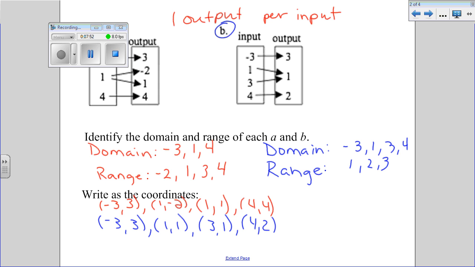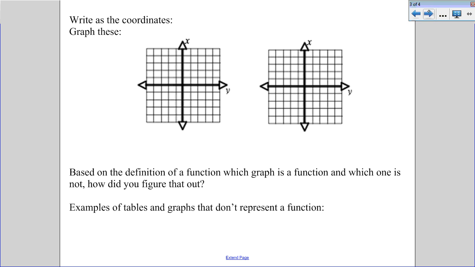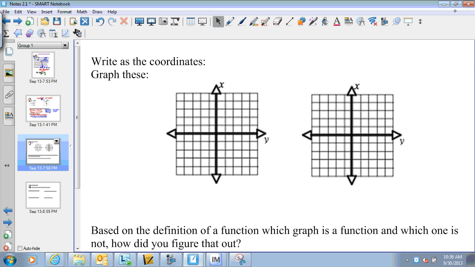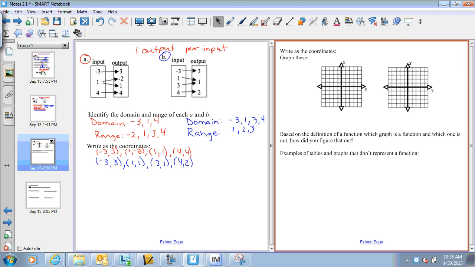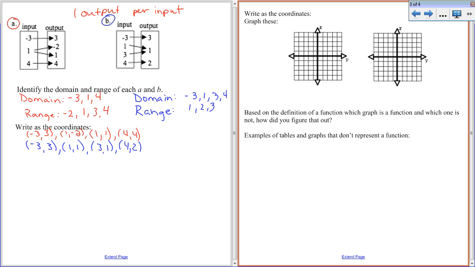All right. Ladies and gentlemen, I believe we're doing some graphing next, correct? Yes, because we're going to do a ton of that in chapter 2. I like that. All right.